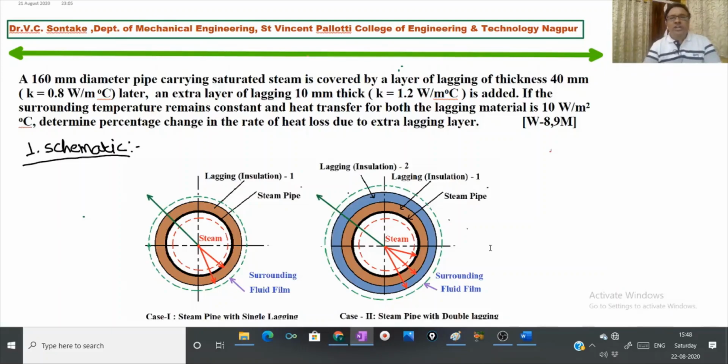If the surrounding temperature remains constant and heat transfer coefficient for both the lagging material is 10 watt per meter square degree Celsius, determine the percentage change in the rate of heat loss due to the extra lagging layer. So let us solve this problem. First, let us discuss the schematic of this problem.